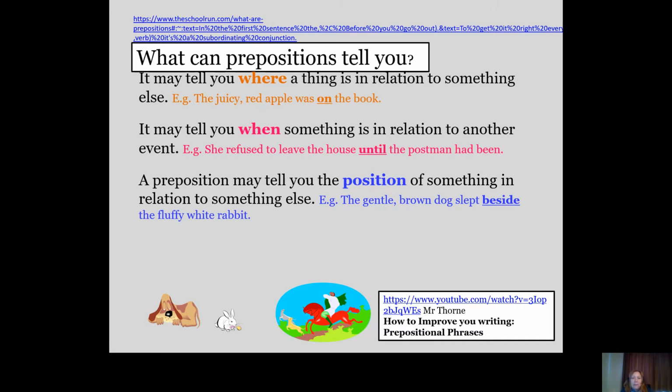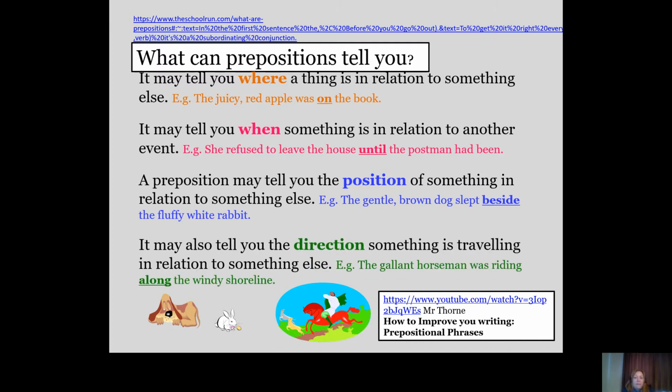And here we go. It explains a bit more about the position in relation to something else. So the gentle brown dog slept beside the fluffy white rabbit. It may also tell you about the direction something's travelling in relation to something else. So quite often it gives us information about one thing related to the other. That's the main idea of it. So for instance, the gallant horseman was riding along the windy shoreline.